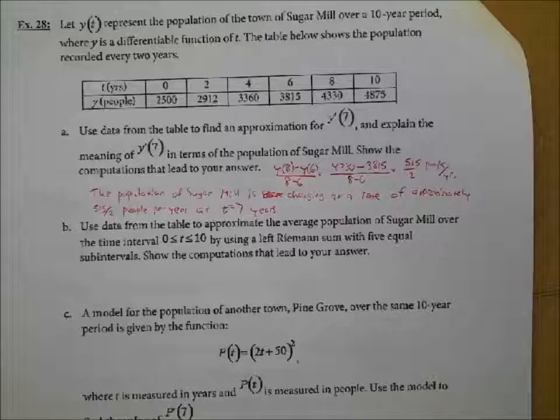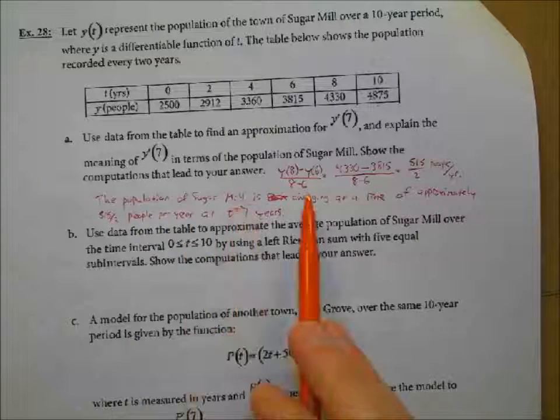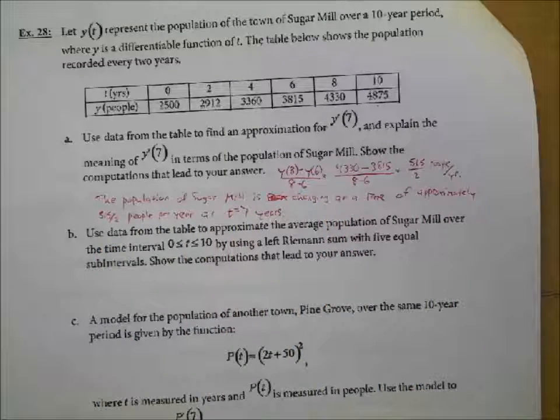That is a fundamental concept that we use to build all the derivative stuff that we learned. So anyway, the population of Sugar Mill is changing at a rate of approximately 515 over 2 people per year at t equals 7 years.